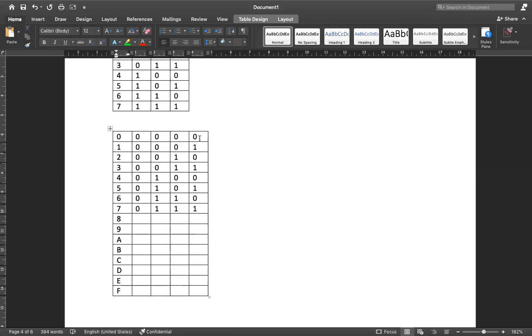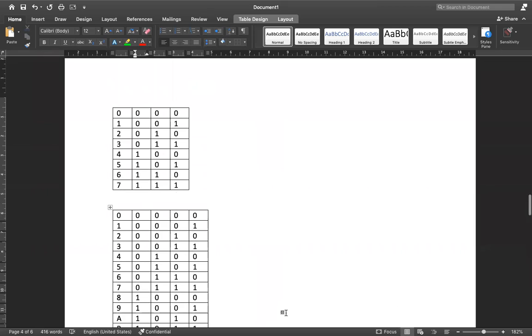Can you repeat the pattern? This is 0, 1, 0, 1, 0, 1, 0, 1. Here, again 0, 1, 0, 1, 0, 1, 0, 1. Double zero, double one, repeating. This one, 4 zeros, 4 ones. What should this one be? 8 zeros, 8 ones.